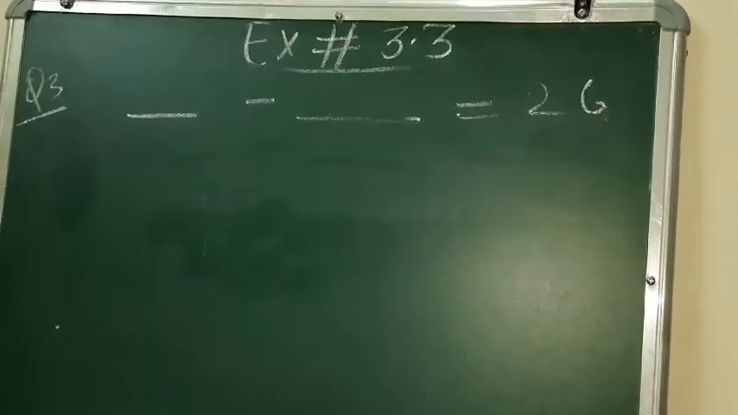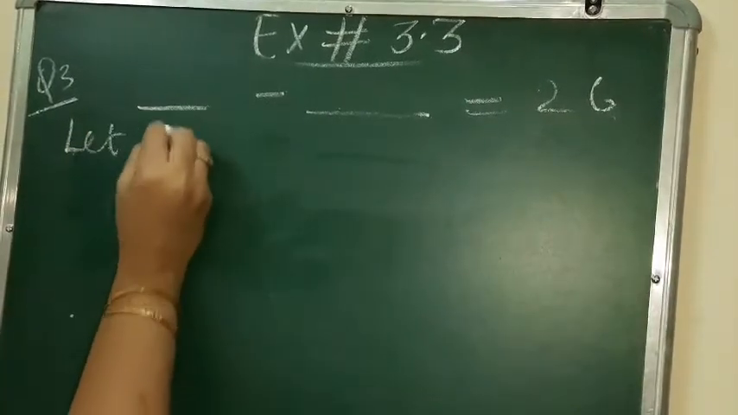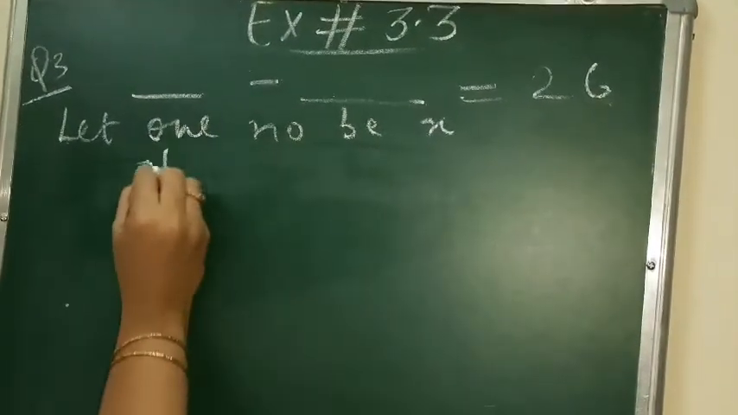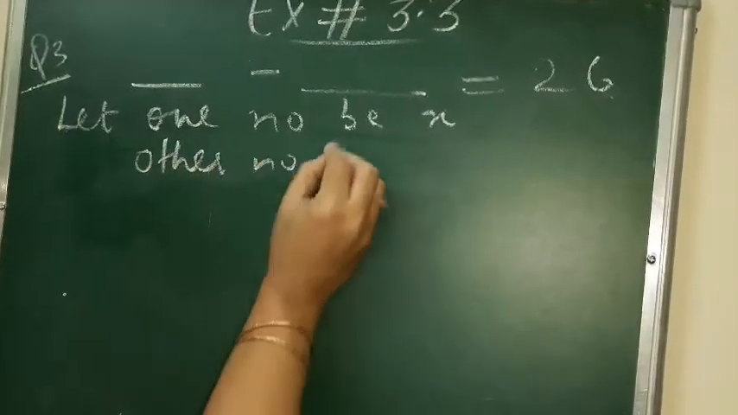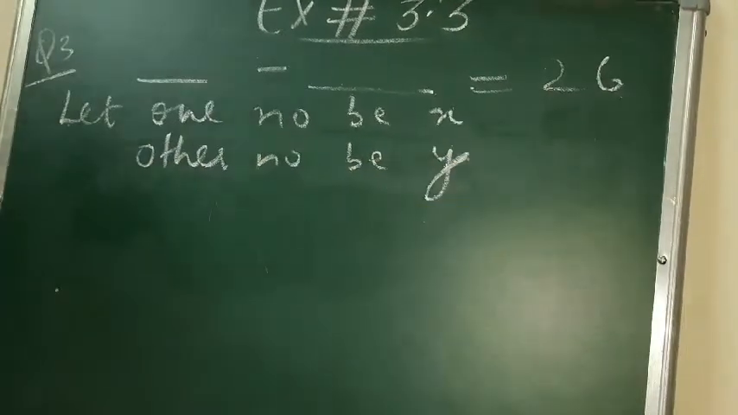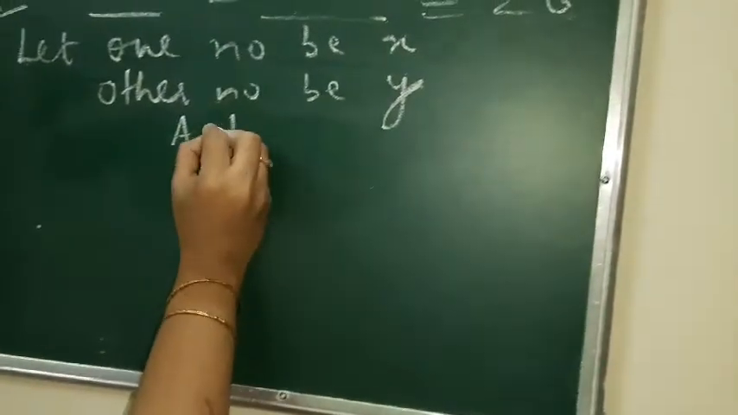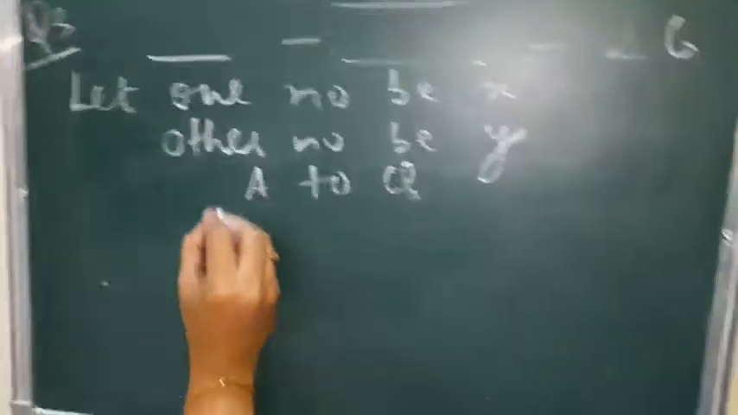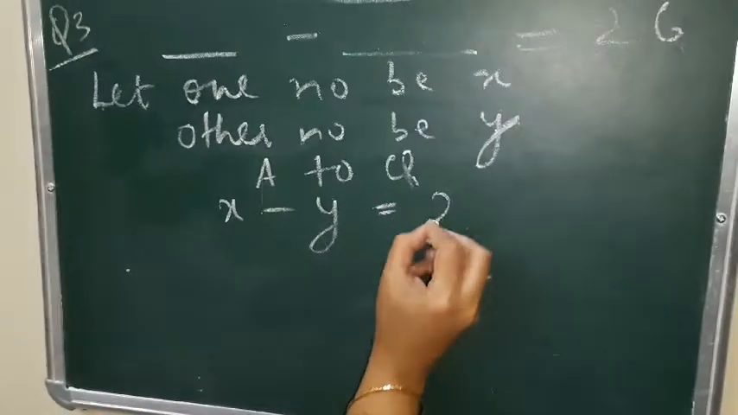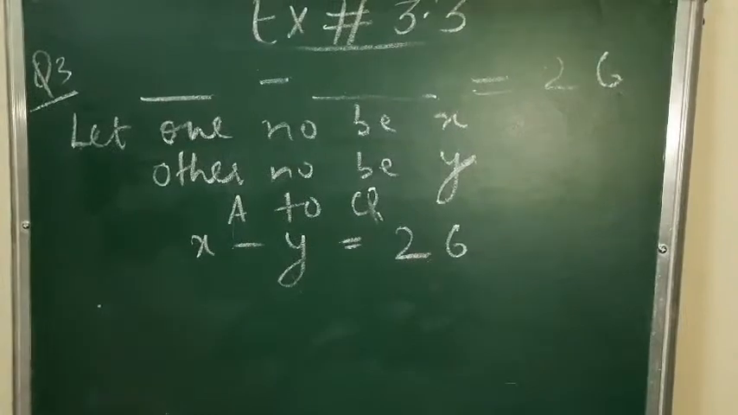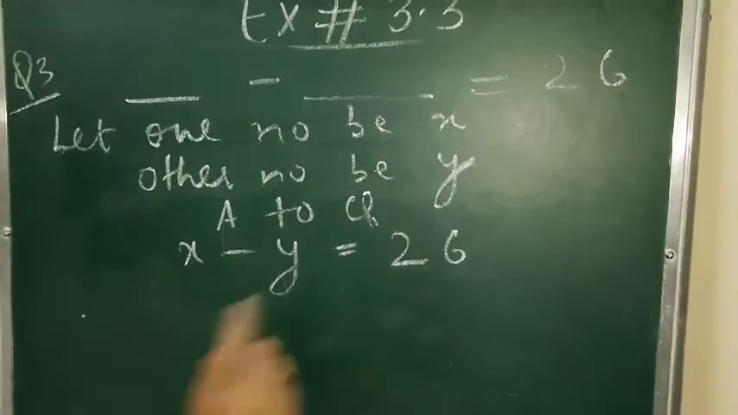Find them. So what will we do? First we'll take, let one number be x, the other be y. First we'll suppose both the numbers as x and y because we don't know any of them. Now according to the question, what is given? x minus y is 26. Now be very careful whenever we are talking about the difference. Now I am taking x minus y is 26.